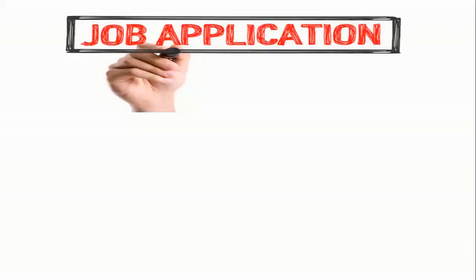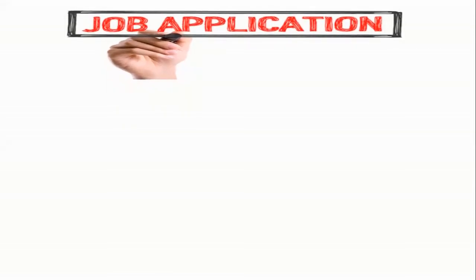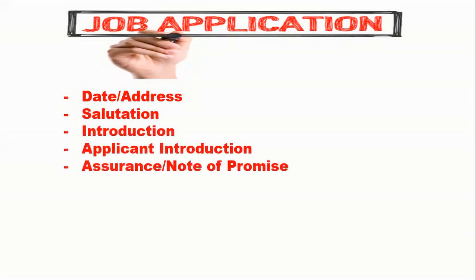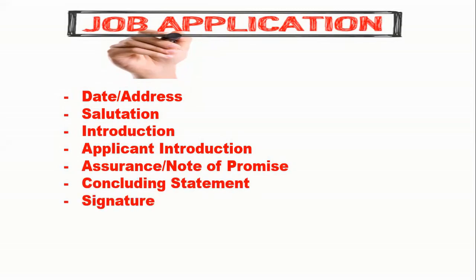Well, when we are writing a job application for a post, there are some components that we need to take into consideration. So what are those elements of job applications? Well, date and address, salutation, introduction, applicant introduction, assurance note of promise, concluding statement, and signature. These are the main elements to be incorporated in the writing of a job application. So let's see these elements one by one with a sample model.